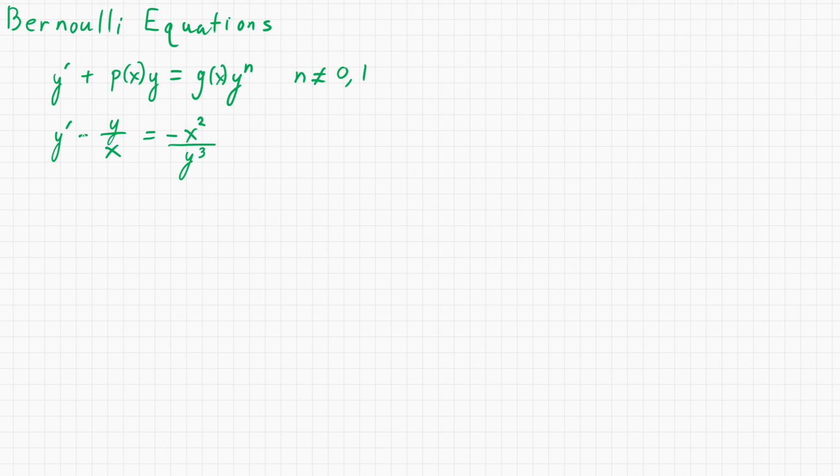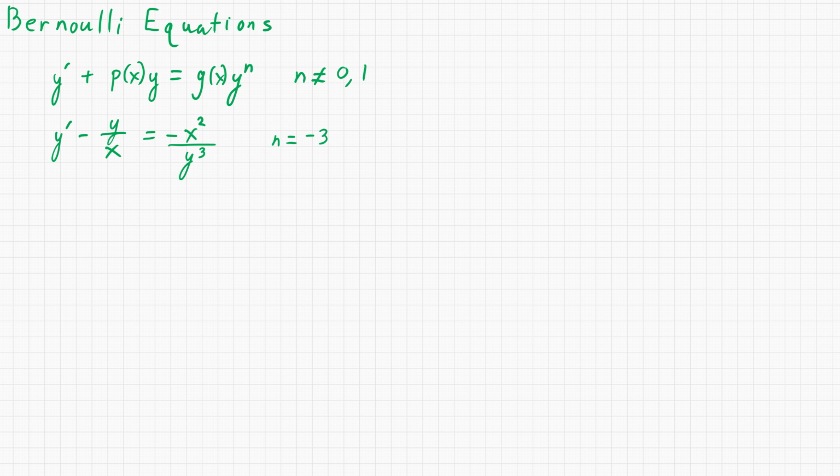This ordinary differential equation is a Bernoulli equation. Doesn't quite look like it yet, but let's take a look here. So we have y prime. The p of x term is minus 1 over x times y, equals the g of x, a negative x squared, and the y to the n is this 1 over y cubed. So it's still a power. 1 over y cubed is y to the negative 3. So the n here is negative 3.